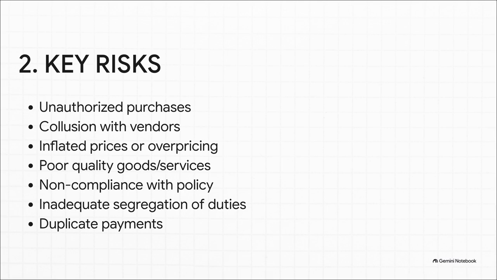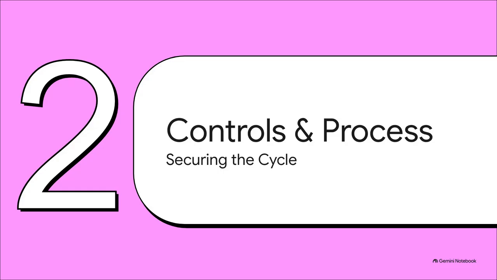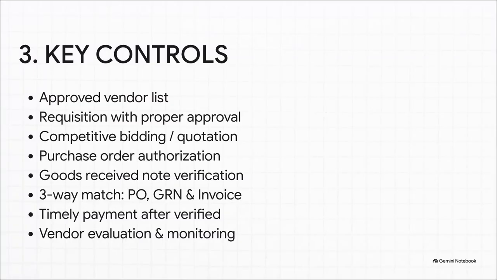Just imagine the absolute financial disaster if an employee has the system access to approve their own purchase order and then pays themselves for the exact same duplicate invoice. It happens more than you'd think. Moving right along to Section 2, Controls and the Procurement Process. To stop those risks, organizations have to build up solid defensive layers or key controls. This starts right up front with maintaining an approved vendor list and requiring proper requisition approvals.